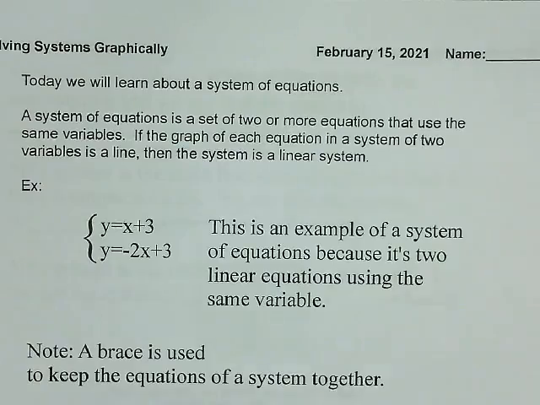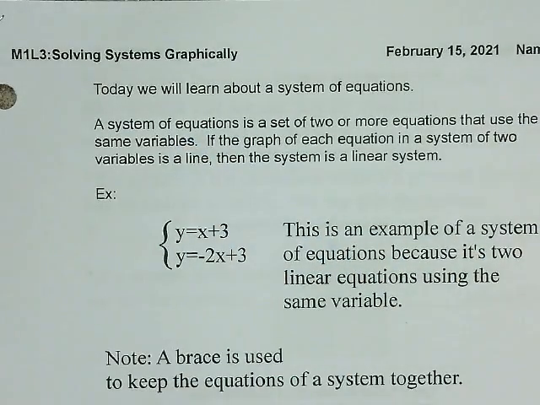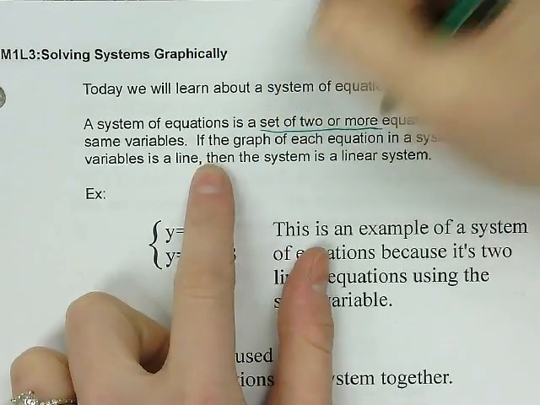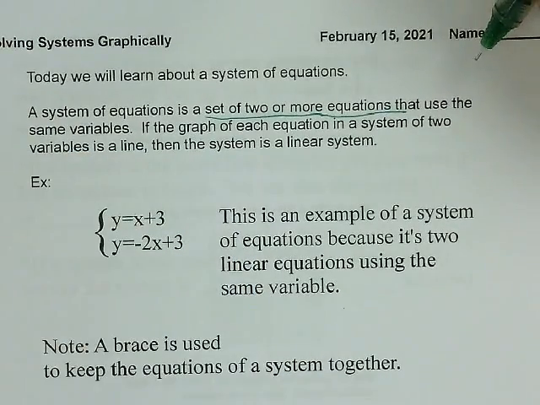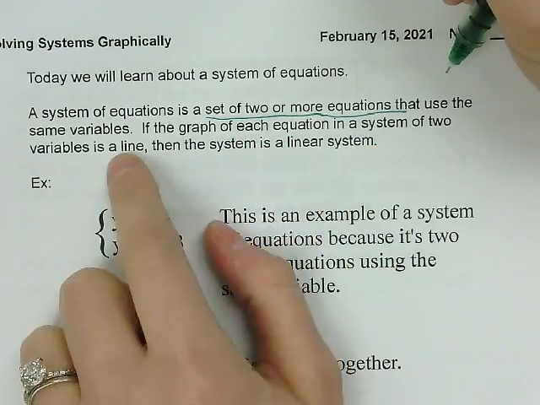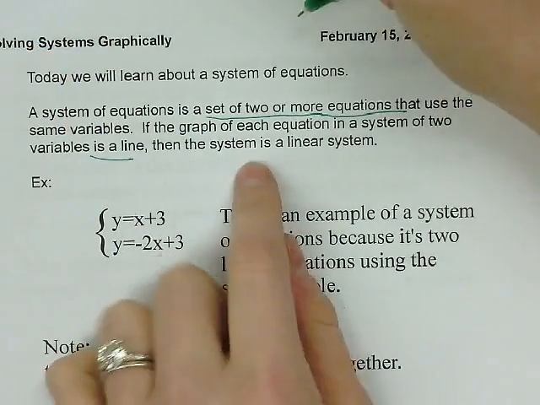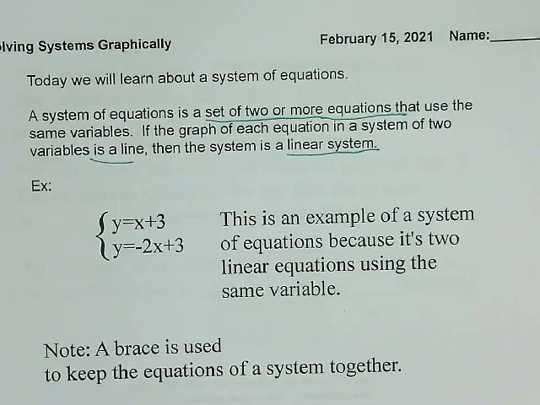Alright, so today we'll learn about systems of equations. A system of equations is a set of two or more equations that use the same variables. If the graph of each equation in a system of two variables is a line, then this system is a linear system. So that's what we're going to focus on: linear systems. Just two lines on a graph, same time, boom.